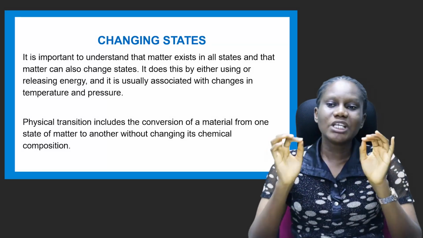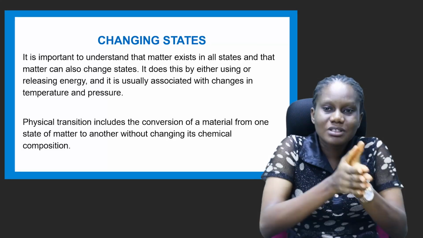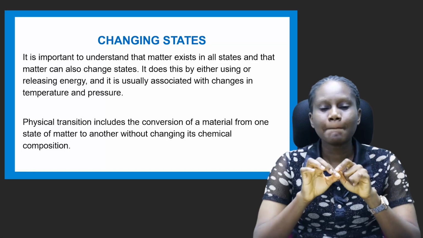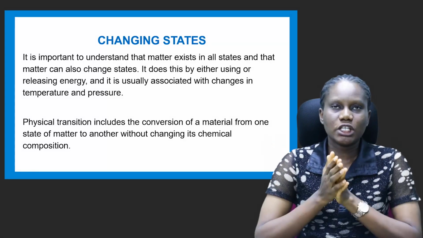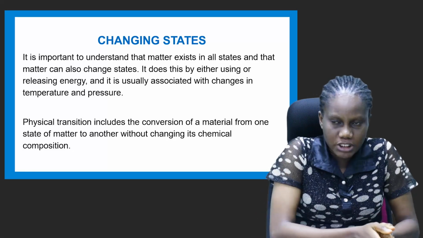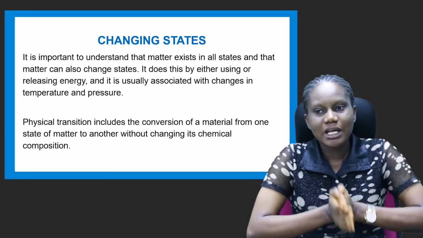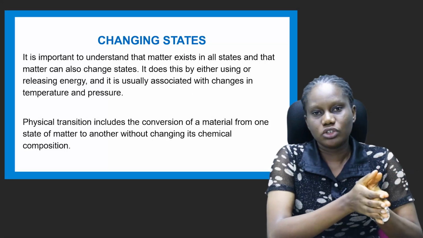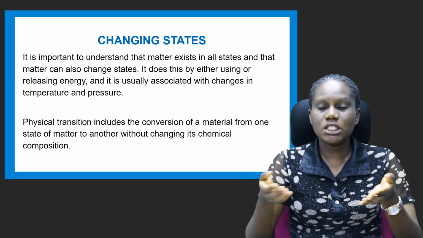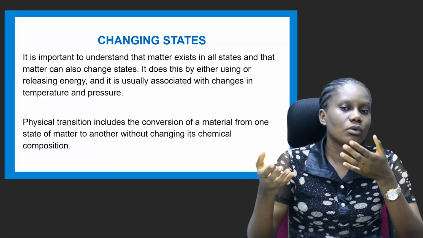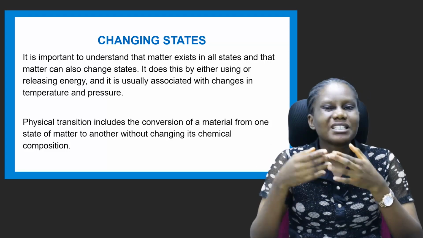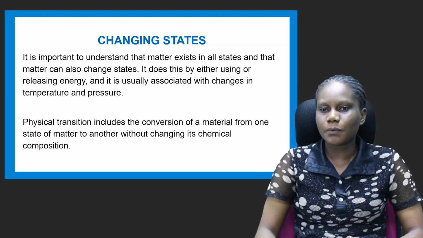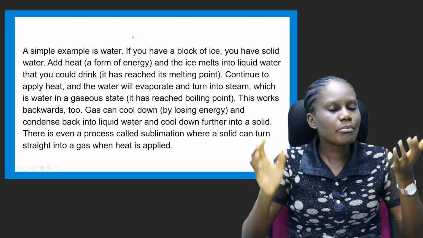So physical transition includes the conversion of a material from one state of matter to another without changing its chemical composition. You can change matter from solid to liquid without changing its chemical composition. So it's just a temporary change. We have permanent change, which involves changing its chemical composition. That means it cannot be reversed to its original state. So let's look at some of this. A sample of this is water.